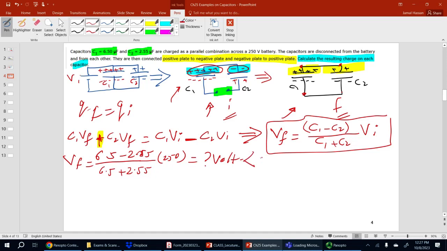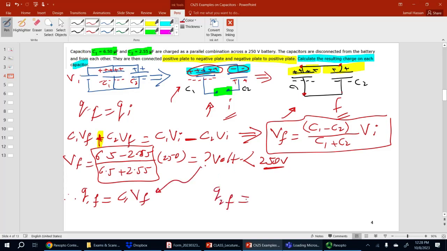But it will be smaller than 250 volt because this is smaller than one. Okay, so about 220 volts, this is V final. So then now it's easy, I could find Q1 final equal to C1 multiplied by V final, which is this value. And Q2 final is equal to C2 multiplied by V final, which is this value. And you could double check things. This quantity plus this quantity should be equal to Q initial, which can be found simply.